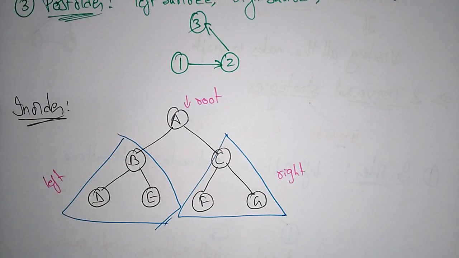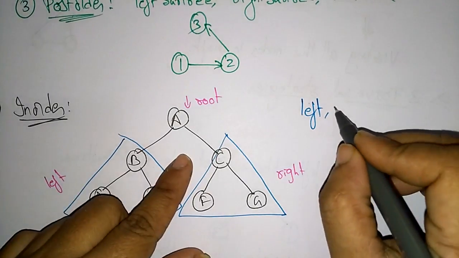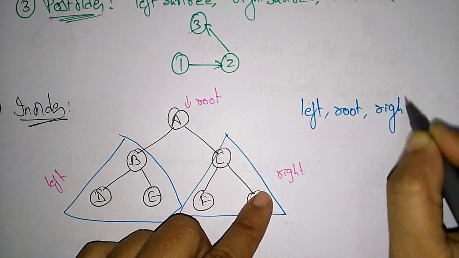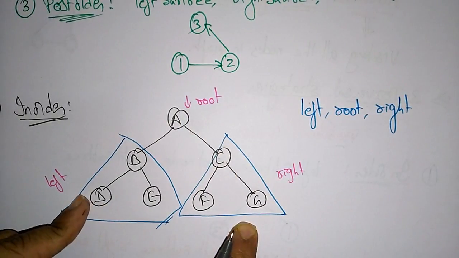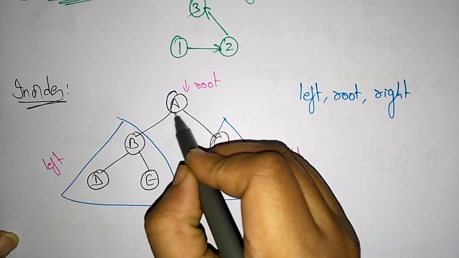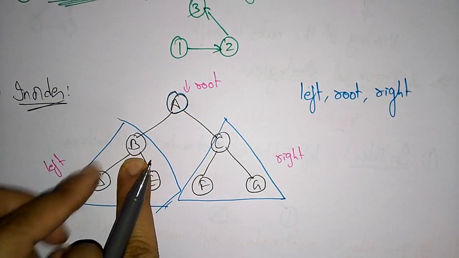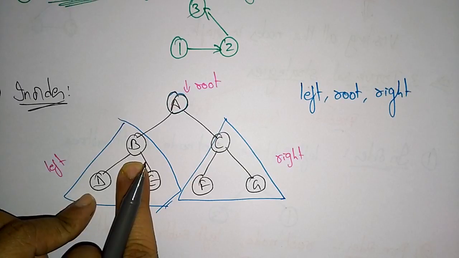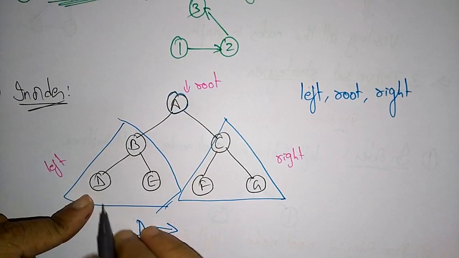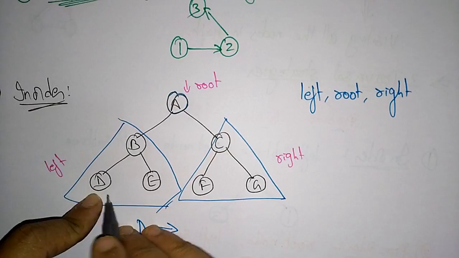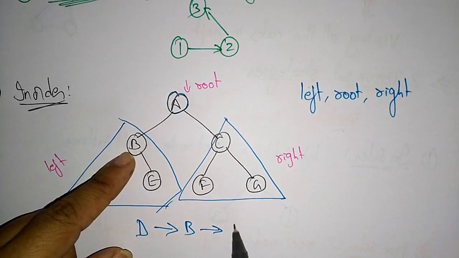Okay, so what is inorder? Inorder means first it has to visit the left node, after that the root node, after that the right node. That is the condition. First left subtree, after that root, after that right. Starting from root, first visit the left subtree. The left subtree of A is B. Again, the left subtree of B is D. So first D, then root B, and after root again visit right.